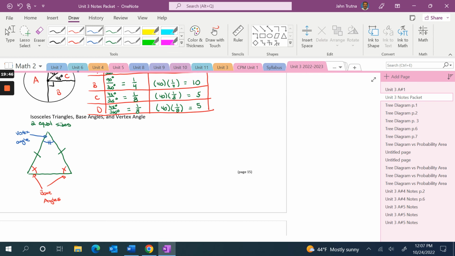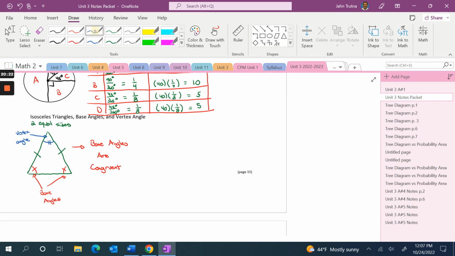The base angles are, if you notice, let's go to the vertex angle. The vertex angle is the angle where the two equal sides touch. The other two angles are the base angles, okay? Now, this is very important because base angles are congruent. So when you have an isosceles triangle, the base angles are going to be congruent.